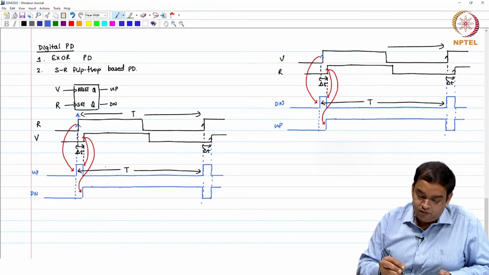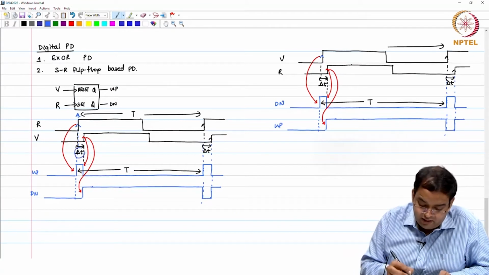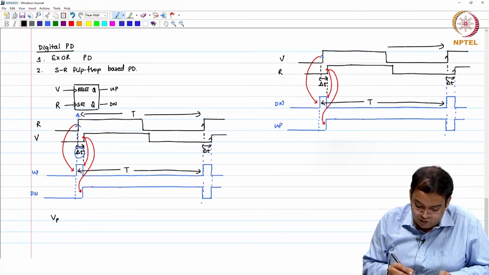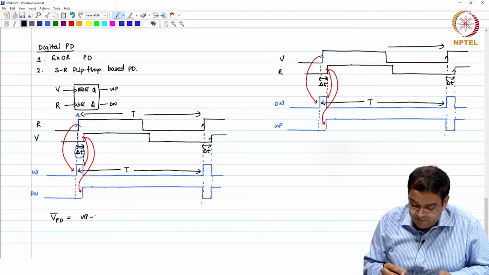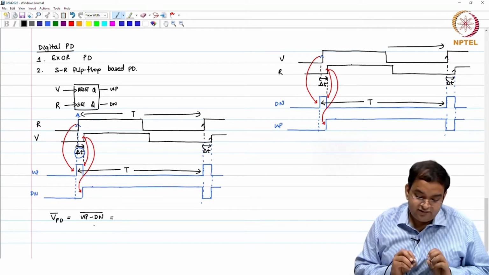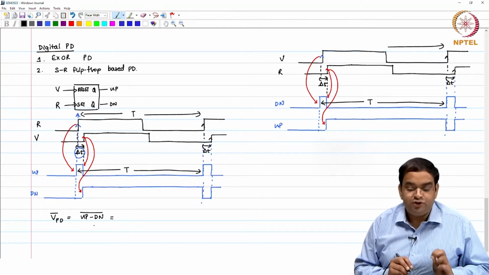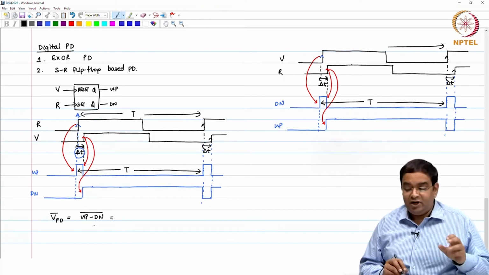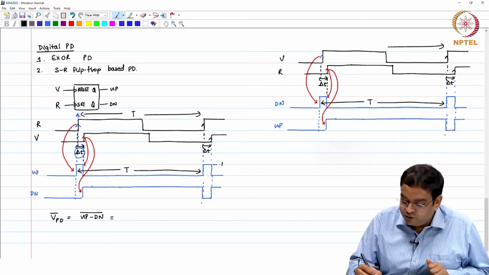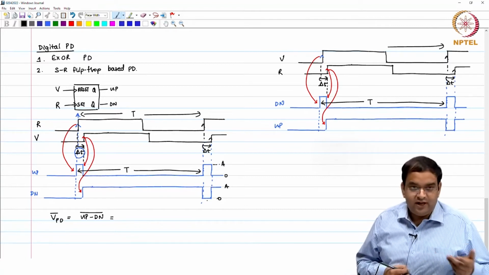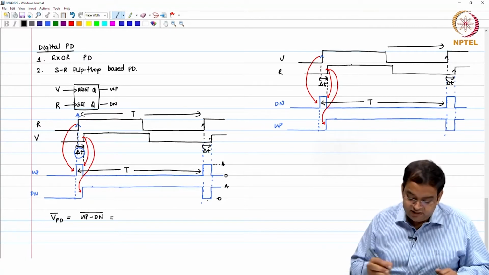Okay. Now, for this delta t error for the same frequency signals, what is the average value of VPD? This is measured as the average of the up minus down signals. Okay. And for the up minus down signals here, as per convenience, I choose whether I want signals A and minus A or I want A and 0. So, here I am going to choose A and 0. Okay. You can choose anything which you like. So, this is A and 0 here.